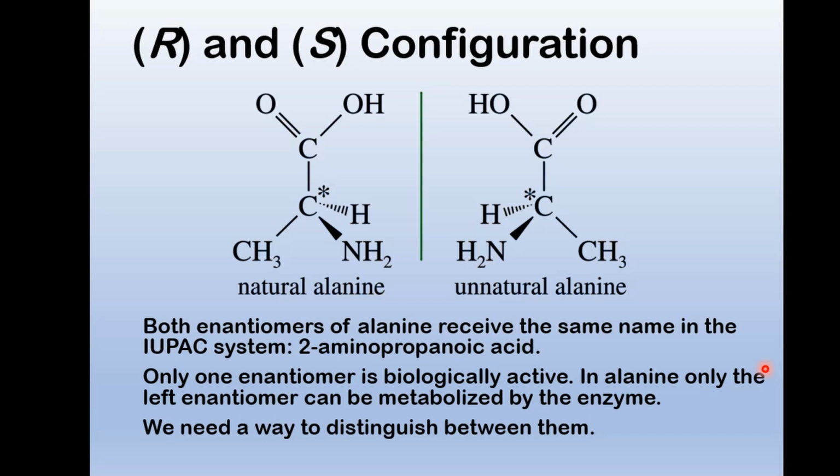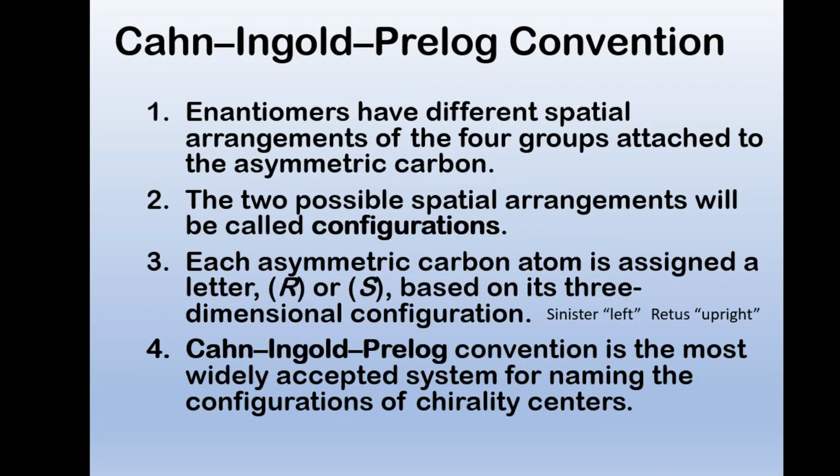In alanine, only the left enantiomer can be metabolized by the enzyme. So we need a way to distinguish between these 2 molecules, and here's what chemists have come up with: the Cahn-Ingold-Prelog convention.